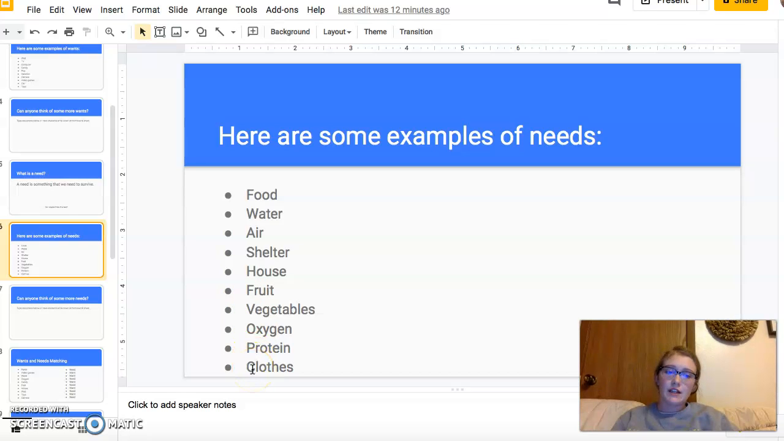See, clothing can kind of be debatable because there are some people who do not wear clothes and they survive. But where we are at, if you didn't wear clothes in the winter time, you would probably die because you would be too cold. So clothing here in Nebraska is a need instead of a want.